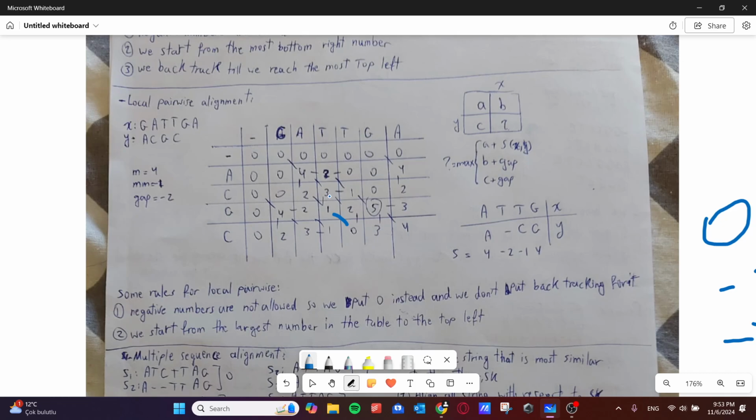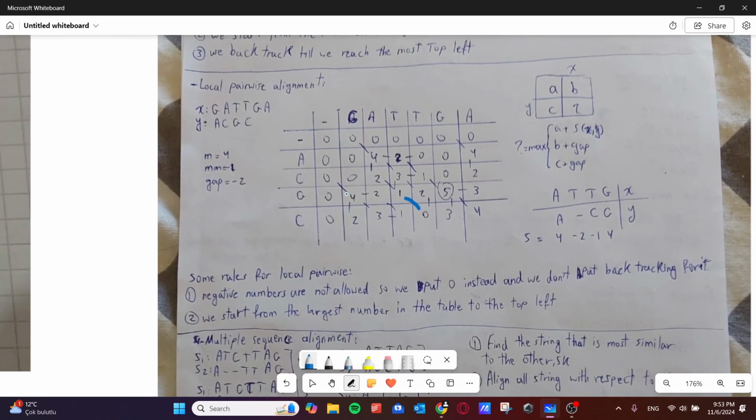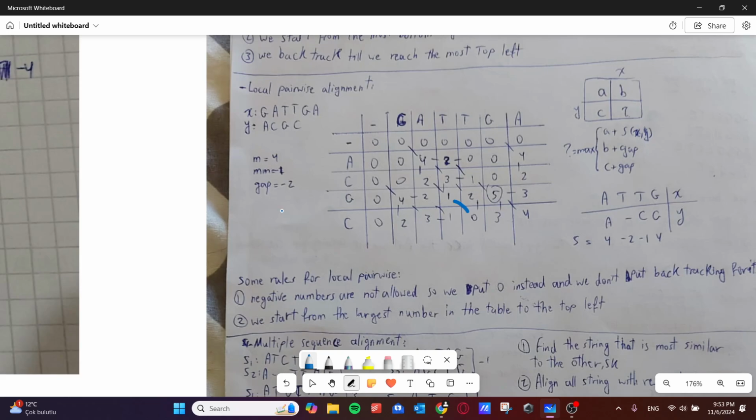So we will get this table. What is the maximum number, or the largest number in the table? It's 5. I start from 5 and backtrack till the top left. Okay, so again, let's find the alignment.